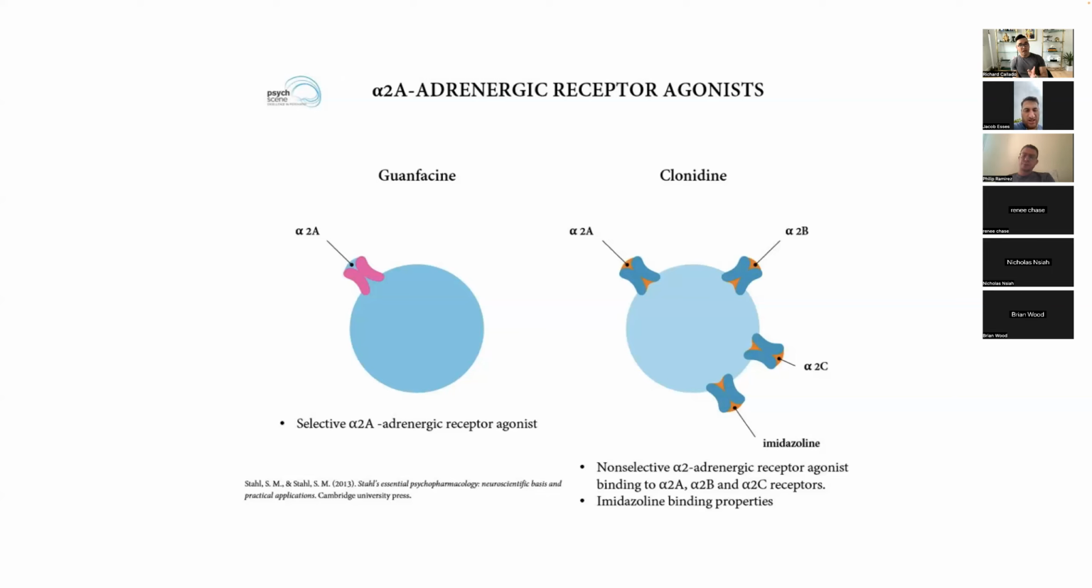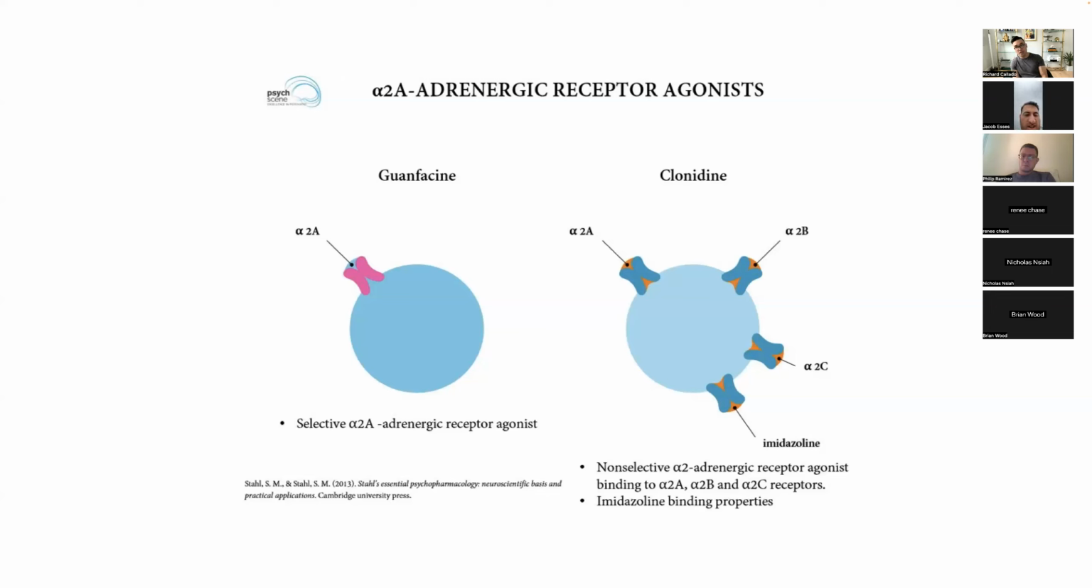Yes. So alpha-2A usually are postsynaptic, but they also can be presynaptic. Clonidine works on both. It works on presynaptic alpha-2A receptors and postsynaptic alpha-2A receptors. Guanfacine only works on alpha-2A postsynaptic receptors. What is a presynaptic alpha-2 receptor? What does it do? What is it?